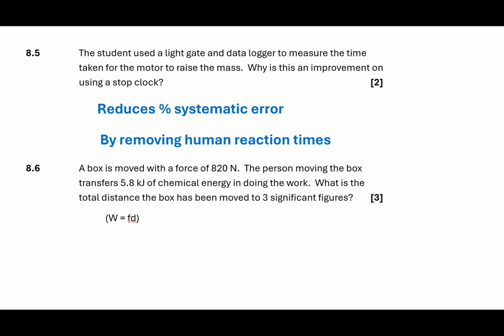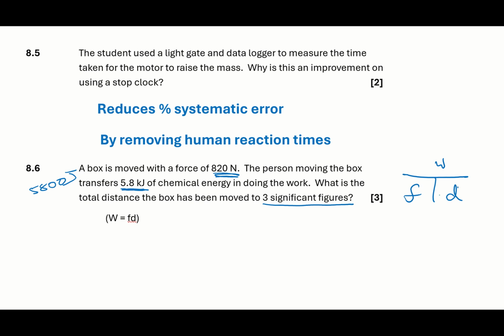Next one, a box is moved with a force of 820 newtons. We're pretty happy with that because that's already in newtons. The person moving the box transferred 5.8 kilojoules. Okay, we're used to doing this now, times 1,000, 5,800. What is the total distance the box has moved? To 3 significant figures. So again, from last year, fat, wobbly dinosaurs.